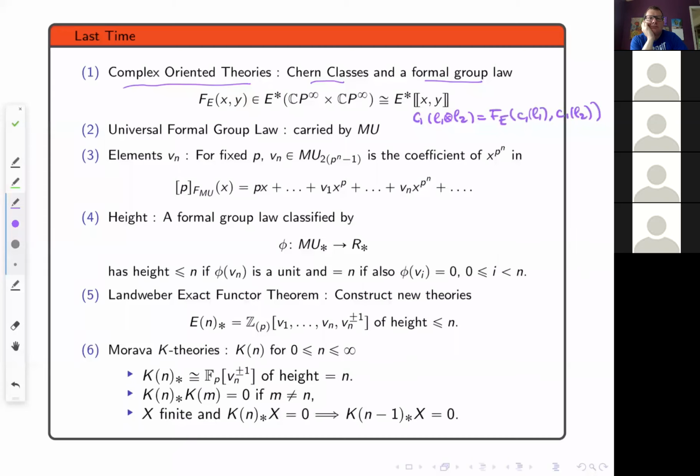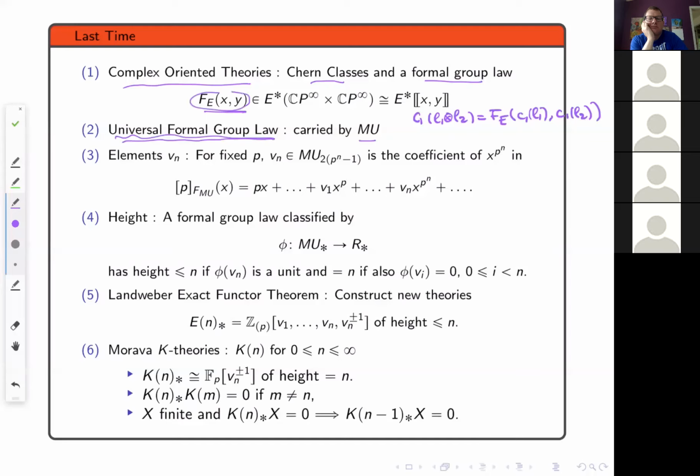So we talked about formal group laws, then we discussed how MU carries the universal formal group law. Any other formal group law comes from taking a map from MU to the coefficients of the other one and applying it to the formal group.